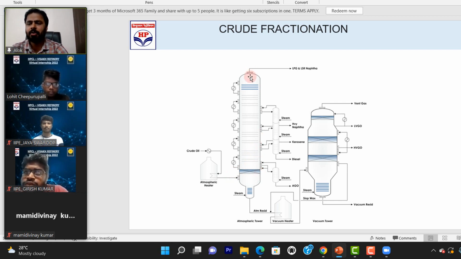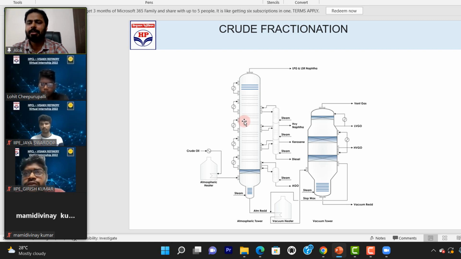As I said during the introduction, LPG we get from the top, part of some gas also we get, and then we get SRN, straight run naphtha. Then from the second withdrawal we get one top pump around. Here we don't get any product, we give it just for maintaining the column profile. Then heavy naphtha withdrawal is there, and here a pump around also will be there.